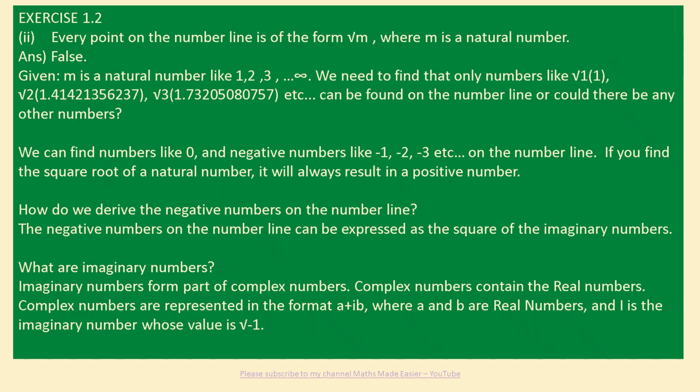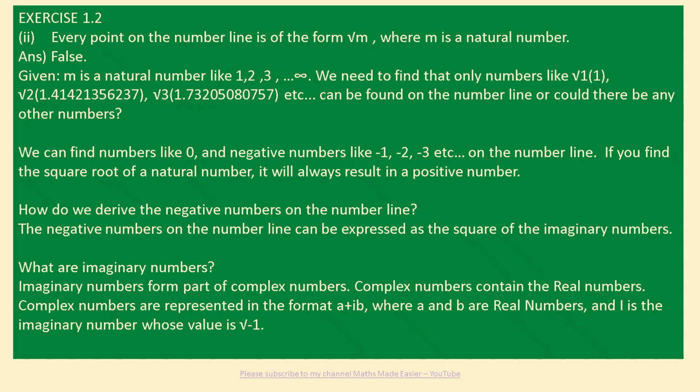Question 2. Every point on the number line is of the form root of m, where m is a natural number. The answer to this is false. Let's see why it is false. The given statement is m is a natural number. So, the natural numbers are like 1, 2, 3 and so on up to infinity. It starts from 1 till infinity, all the positive integers.